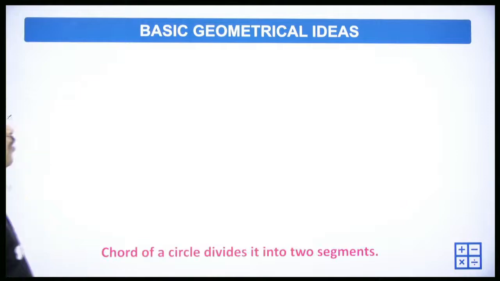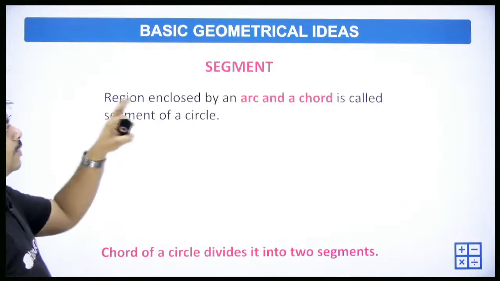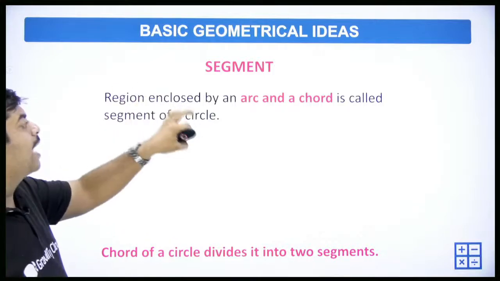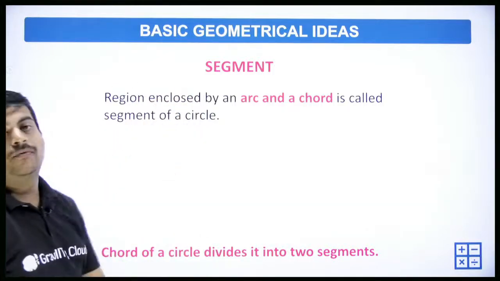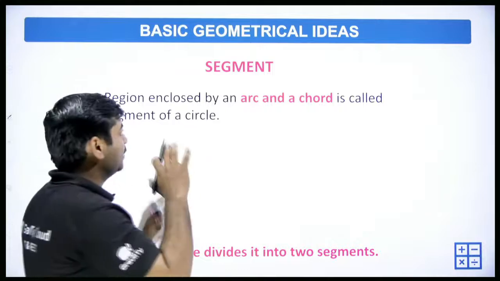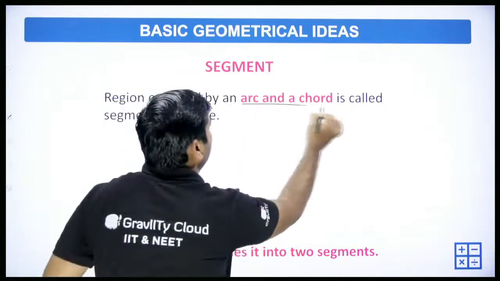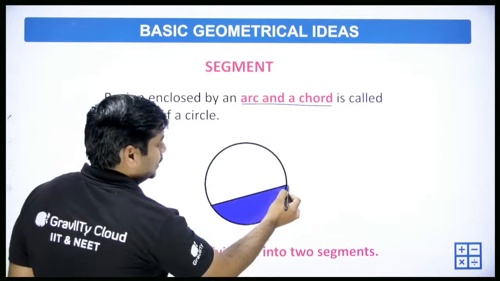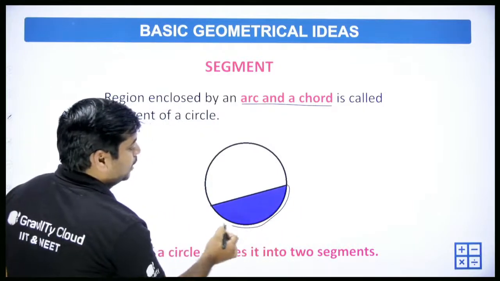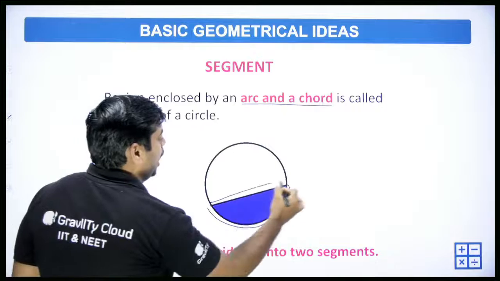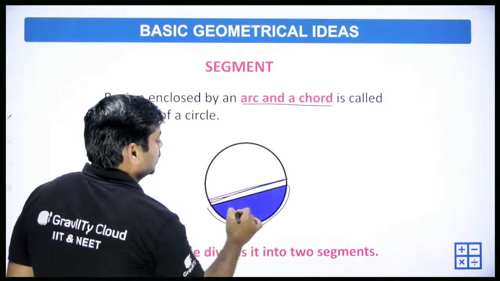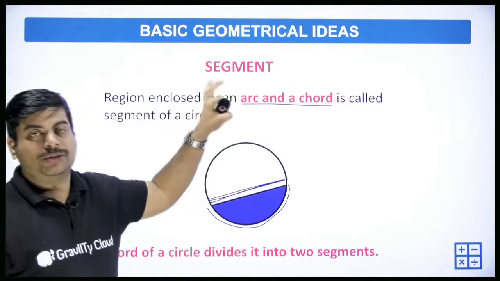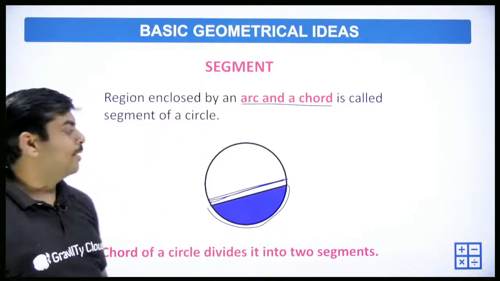Okay. So moving forward, now let's try to discuss what is a segment. Region enclosed by an arc and a chord is called segment of a circle. Enclosed means that it is covered by an arc and a chord. So this is an arc from here to here, and this is a chord. This complete shaded region is called a segment, right?